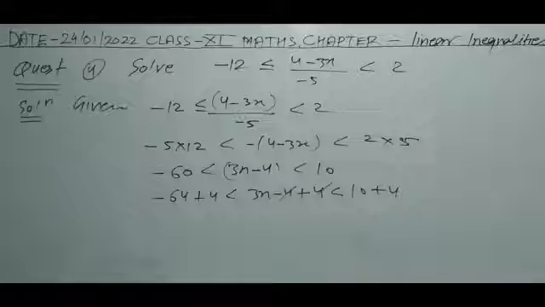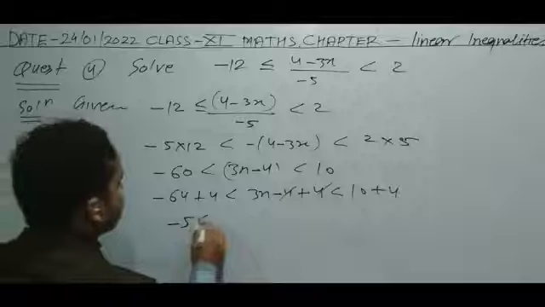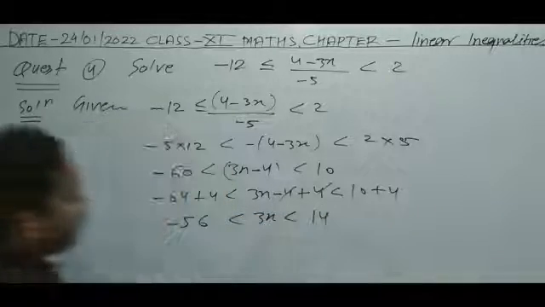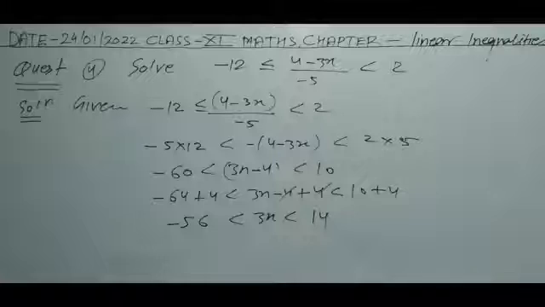So, 3x, what can we write? This is minus 56, this is minus 56, and this is 3x, and this is 14. And when you change their sign, what result do you get?